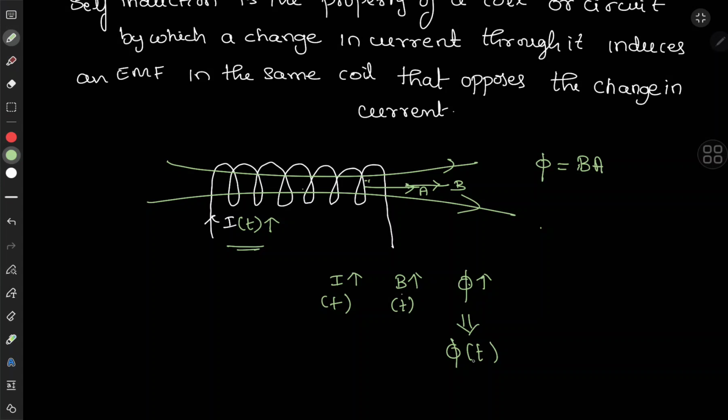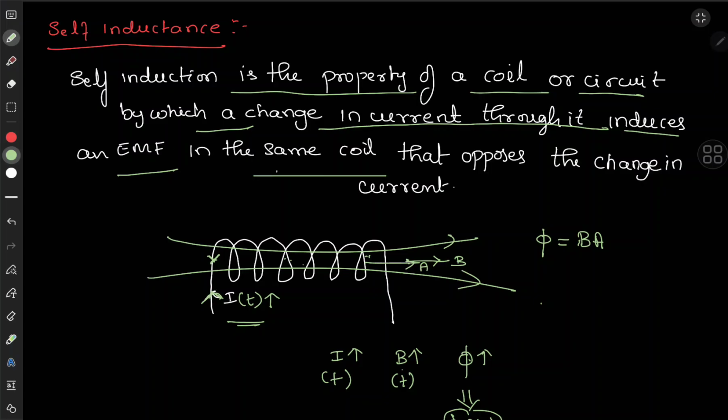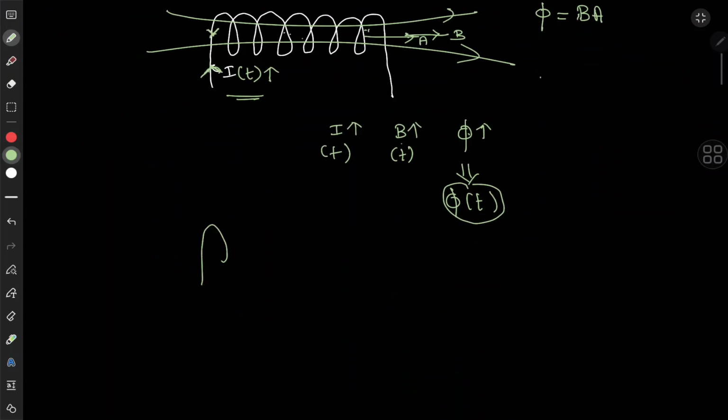So this varying flux which is linking into this coil will induce an EMF in the opposite direction of the current supplied. This is the current supply direction, right? So to this opposite, another current will be induced because of the change in magnetic flux, which is produced by whom? Produced by its own magnetic field. That is what the statement is saying. Self-induction is the property of the coil or circuit by which a change in current through it induces an EMF in the same coil.